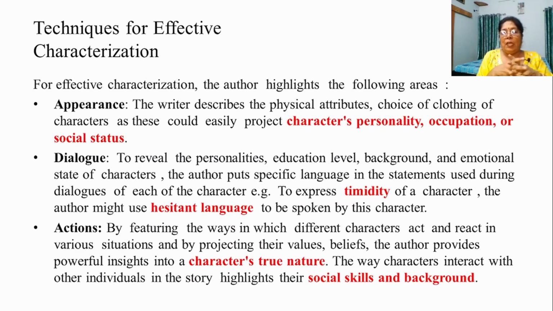For example, if the writer is to describe the timidity of a character, the cowardice of a character, the author would use hesitant language. If the character is hesitant in speaking something, it means he is a timid character. The writer has not to tell anything to the reader, but the reader would himself realize what kind of character he is if the reader is reading the dialogue, reading the language that is spoken by that particular character.